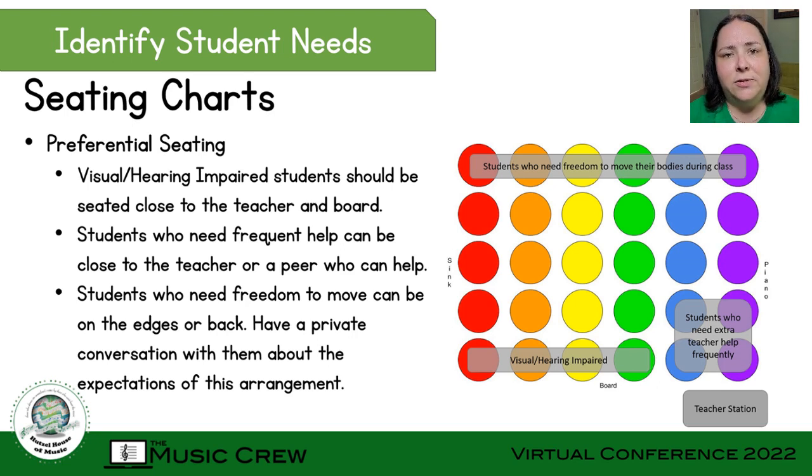Oftentimes, I have students, particularly those with ADHD, who simply cannot be expected to stay in one spot for the whole time. And while we do a lot of movement in class, there are also times when it's expected that students are able to sit in their seats. For that reason, I tend to put these students on the edges of the rows so they have room where they can stretch out their legs or move around, or in the back row and they have the ability to stand up or move around a little bit more without distracting everybody else.